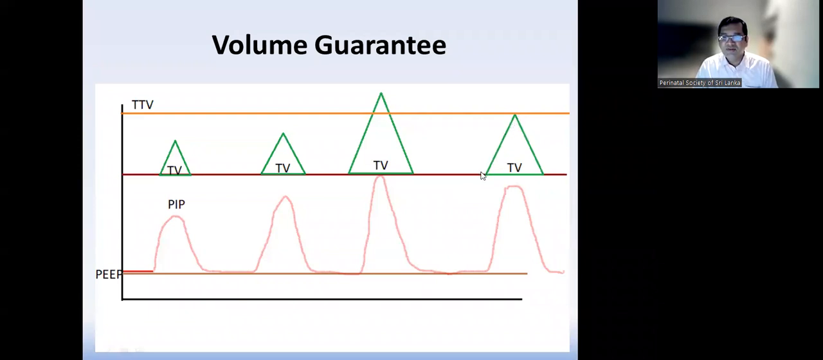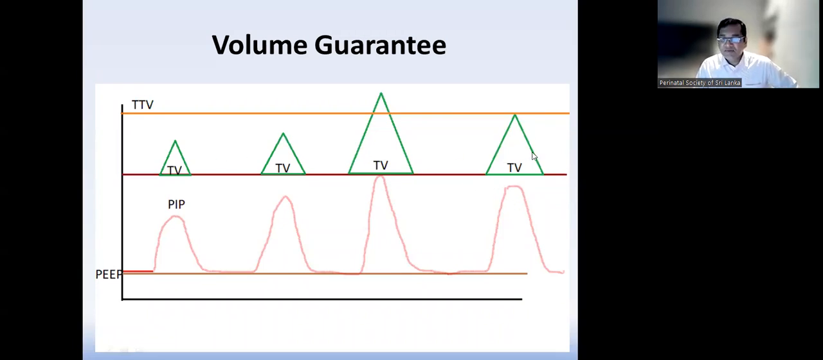So this is done by the computer, and the machine will analyze each and every breath, and this will continue to happen. Each and every breath will be analyzed by the machine before the next breath is given, so that the target tidal volume is delivered. And this pressure we are not deciding, the machine is deciding. The computer will decide how much pressure is required. Now it doesn't stop there.